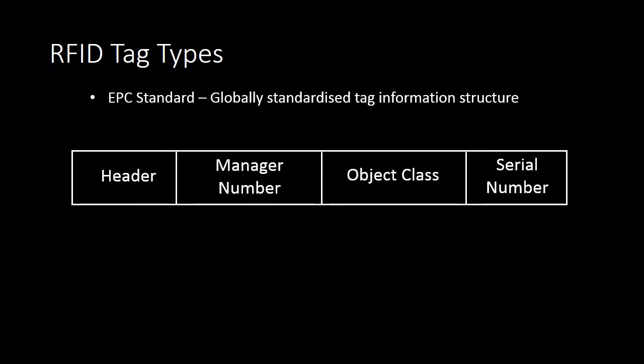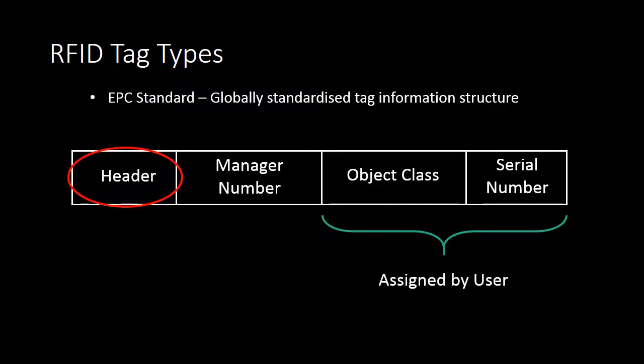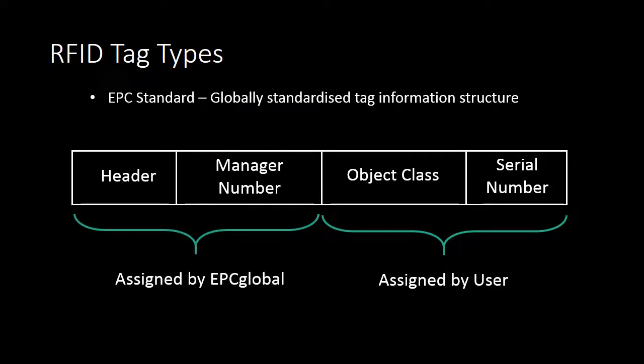RFID tags generally hold less than 2 kilobits of data, which will include a unique identifier or serial number and an object class which identifies a group of objects. These fields are selected by the user. The header identifies the length, type, structure, version, and generation of the tag. The manager number is responsible for maintaining the user-defined information. These fields become predefined with the tag according to the industry or application.